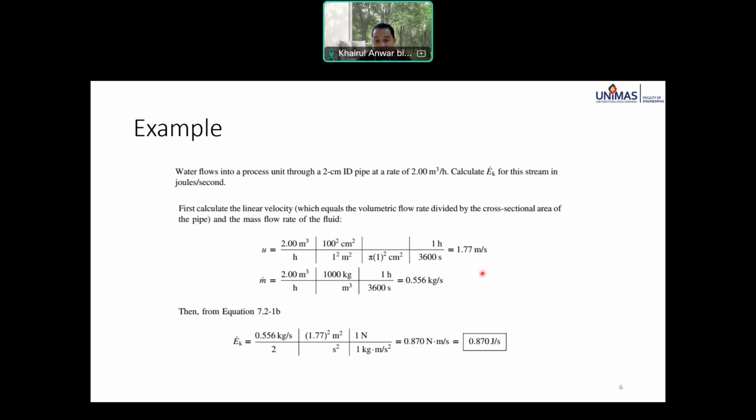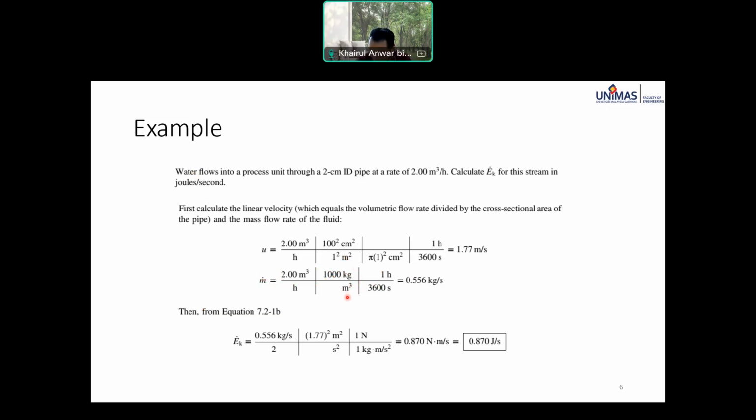So U equal to 1.77 meter per second. When we identify the rate in dot, this is the density for water. The density of water, this is the assumption, 1000 kg per meter cube.